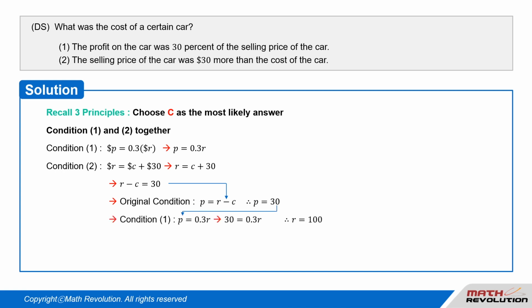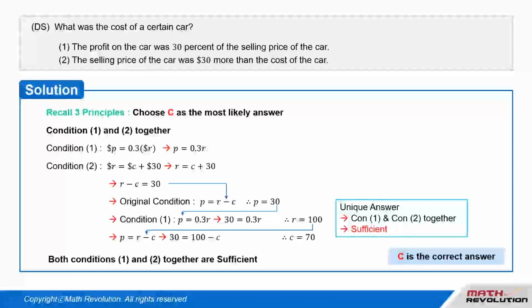Substituting 30 for P into P equals 0.3 times R, we get 30 equals 0.3 times R, that is, R equals 100. Substituting 100 for R into R equals C plus 30, we get 100 equals C plus 30, and rearranging the equation tells us that C equals 100 minus 30, which equals 70, which means that the cost of a certain car was $70.